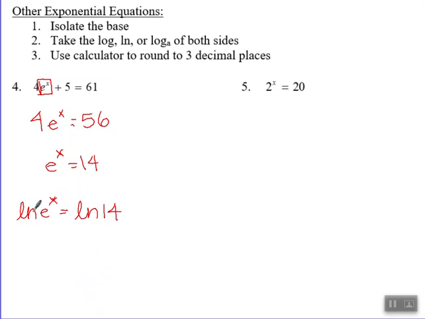If we have natural log of e to the x, remember natural log is log base e, so we have log base e of e to the x. We know by one of our properties that the natural log and the e cancel out, so we just have x equals natural log of 14. Then if you type this in the calculator, you get that x is approximately equal to 2.639.